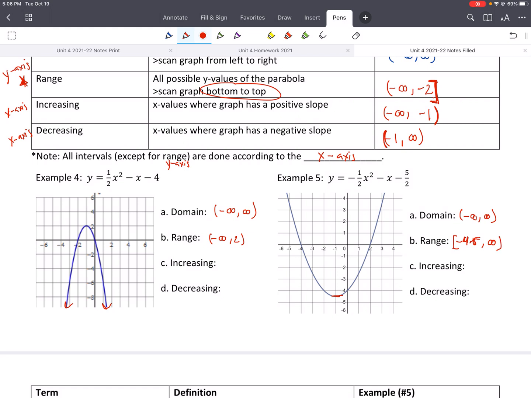Increasing is everything left of the axis of symmetry. So it would go from negative infinity to negative 1. And decreasing would go from the right side, so negative 1 to infinity. All right, and then for example 5, again, increasing is going to be the right side this time. So it would go from negative 1 to infinity, and then it would be decreasing from negative infinity to negative 1. And I used a bracket on that. That should be a parenthesis.